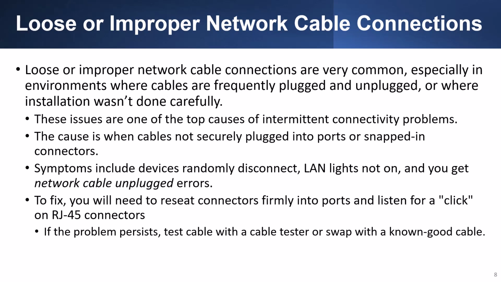Loose or improper network cable connections are very common, especially in environments where cables are frequently plugged and unplugged or where installations weren't done carefully. These issues are one of the top causes of intermittent connectivity problems. The cause is cables not securely plugged into ports or snapped into connectors. Symptoms include devices randomly disconnecting, LAN lights not on, and network cable unplugged errors.